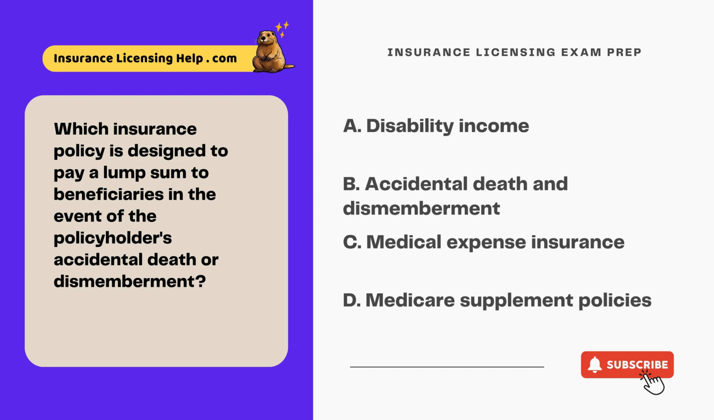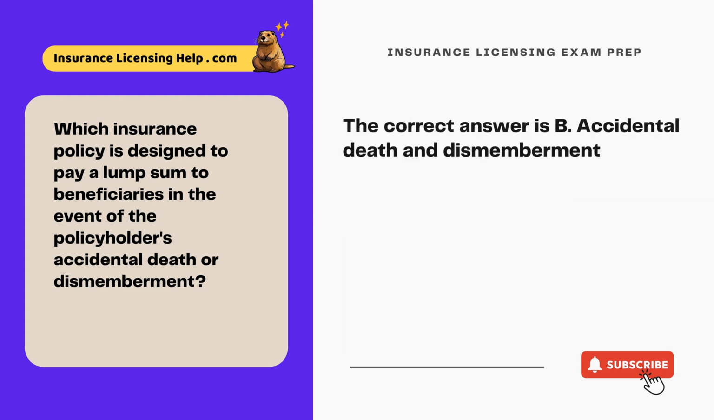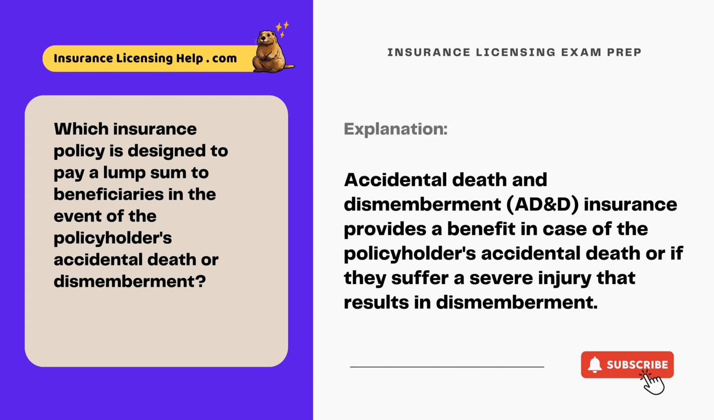Which insurance policy is designed to pay a lump sum to beneficiaries in the event of the policyholder's accidental death or dismemberment? A. Disability income. B. Accidental death and dismemberment. C. Medical expense insurance. D. Medicare supplement policies. The correct answer is B. Accidental death and dismemberment. Accidental death and dismemberment, AD&D insurance, provides a benefit in case of the policyholder's accidental death or if they suffer a severe injury that results in dismemberment.